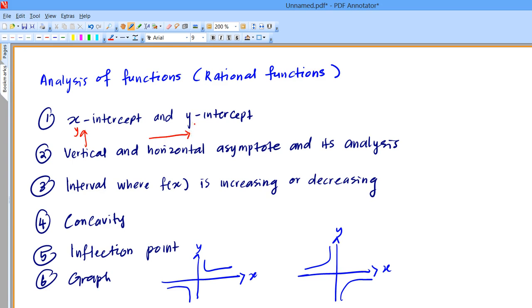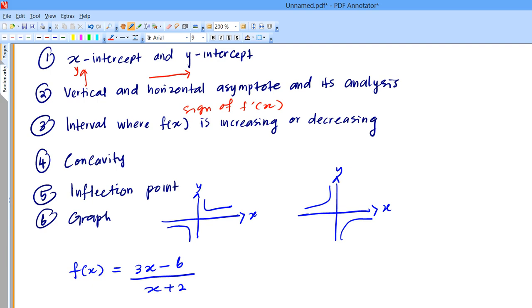For this function, we will find the vertical and horizontal asymptote. And then number 3, we want to find the interval where f(x) is increasing or decreasing. It's actually based on the sign of f prime x. And then number 4, concavity. Number 5, inflection point. And number 6, we need to sketch a graph of the rational function.